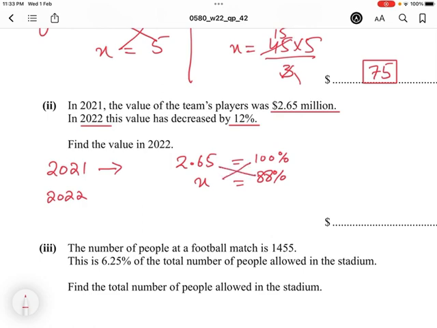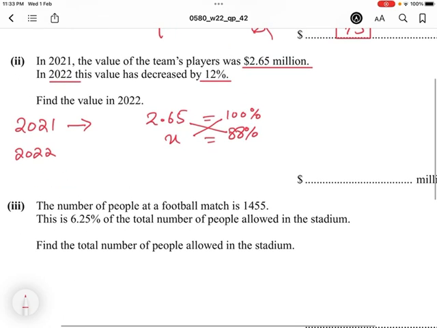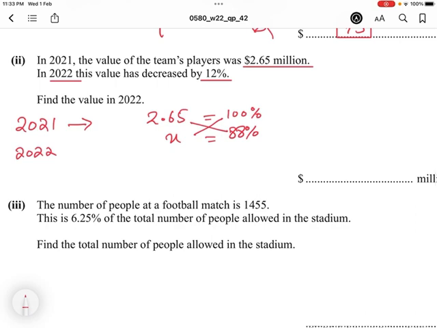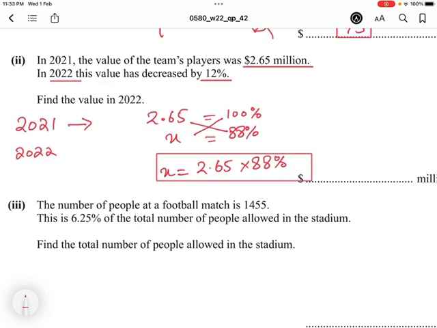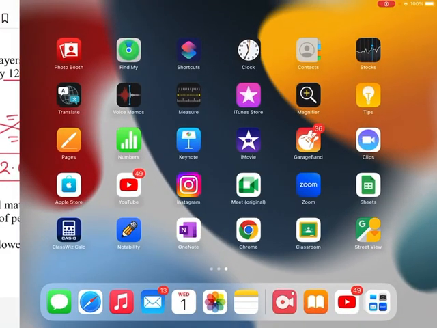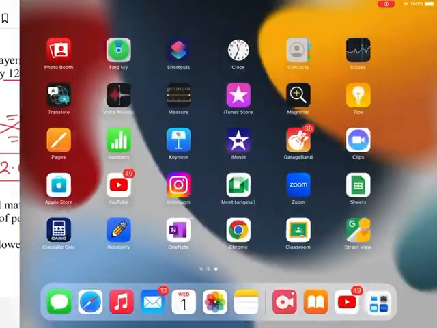You are allowed to use the calculator in this exam. So it means that 100% of x is the same x, and 2.65 million times 88%. You can use this in a scientific calculator. No need to simplify this for the examiner. You can use your calculator for that.